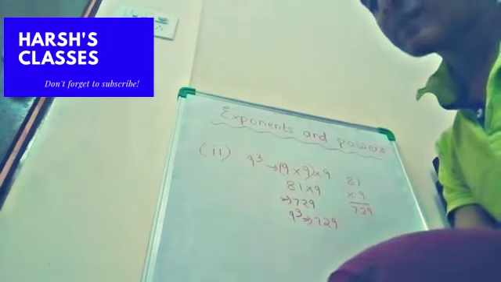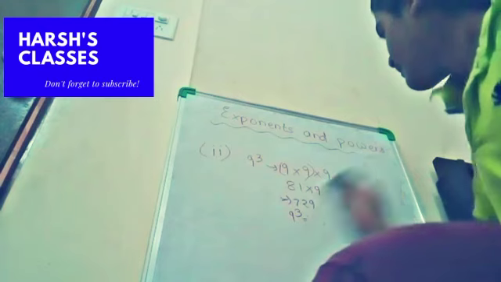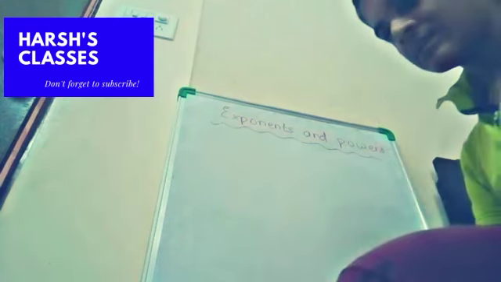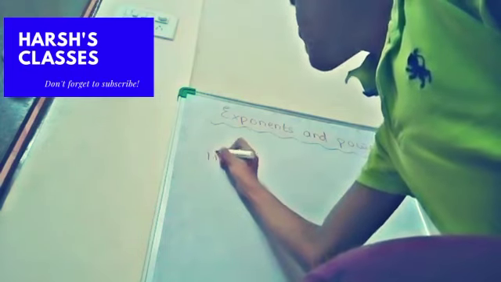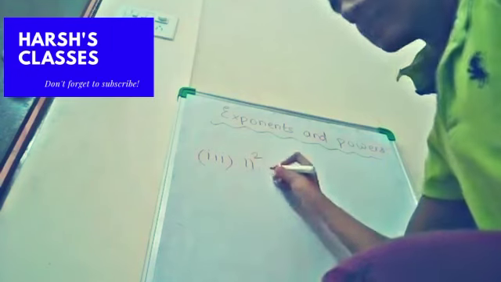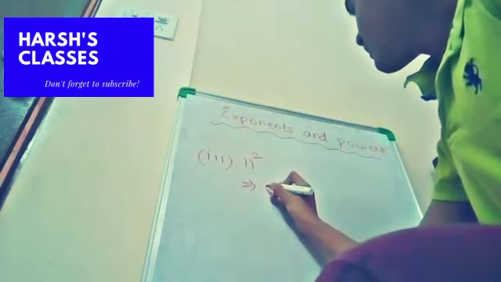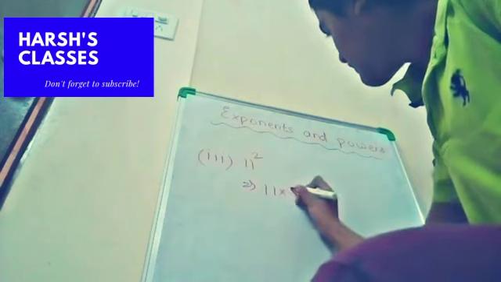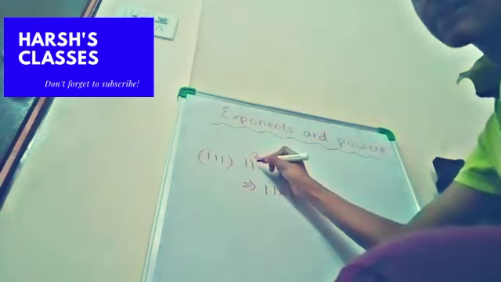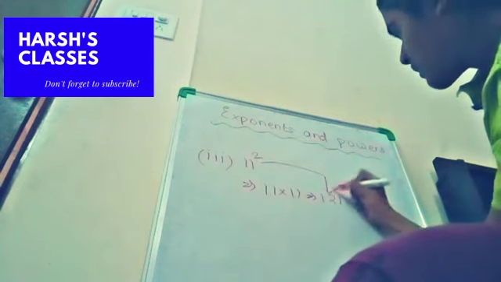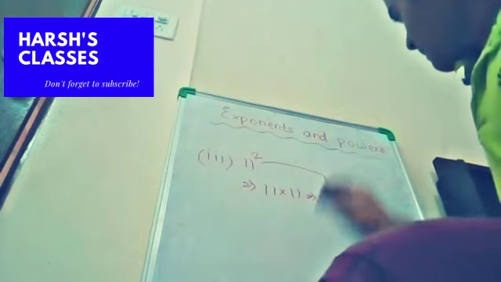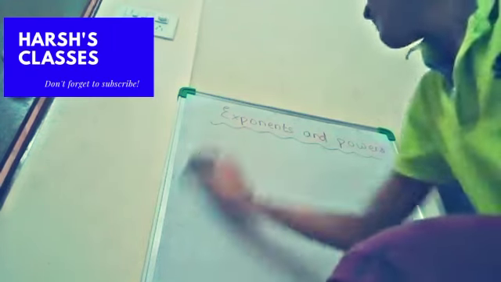Now we will try to solve the third sum. The third question is 11 to the power 2. That means 11 is multiplied 2 times. So 11 into 11, which gives you 121. So 11 to the power 2 is equal to 121. So let's try out the fourth sum also.